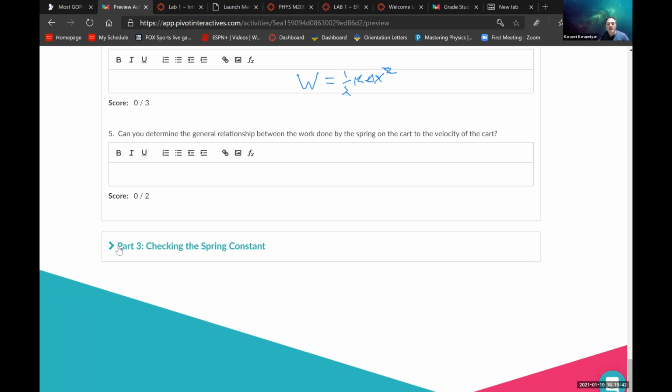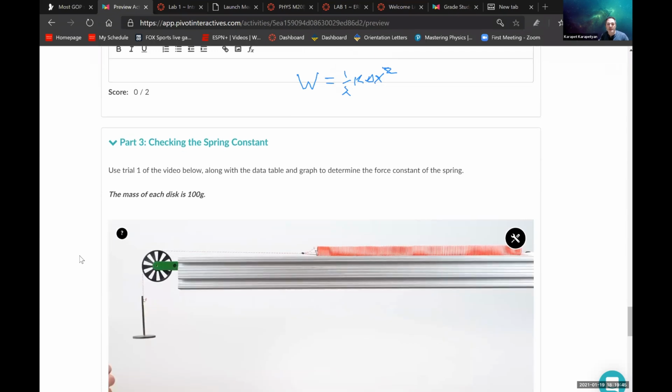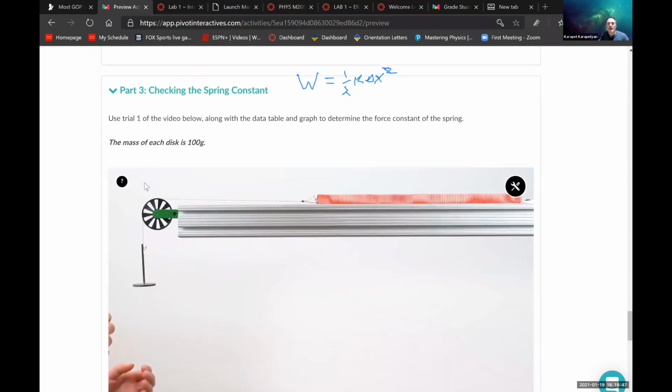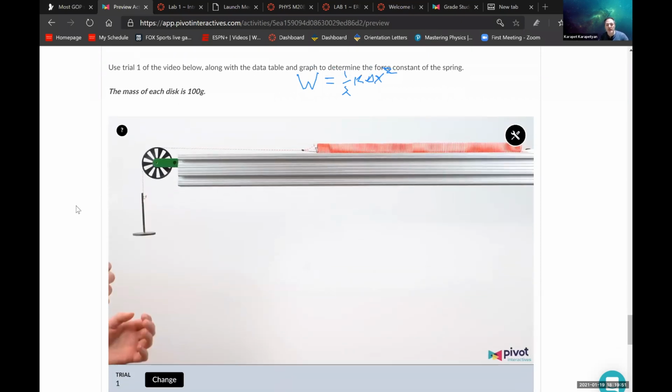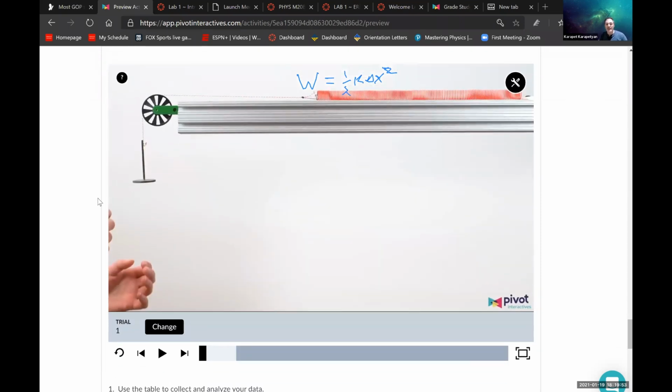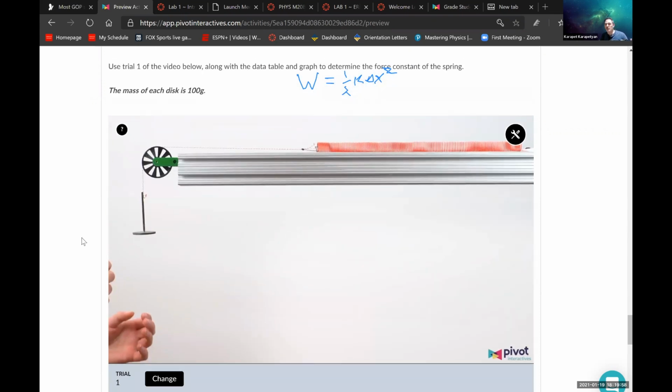All right. So then finally, we have one other part. This is the last part of the experiment, checking the spring constant. Remember, the spring constant was given to us, but we can also do an experiment to check the spring constant. This experiment is actually something that we used to do in, let's say, a physics class environment.